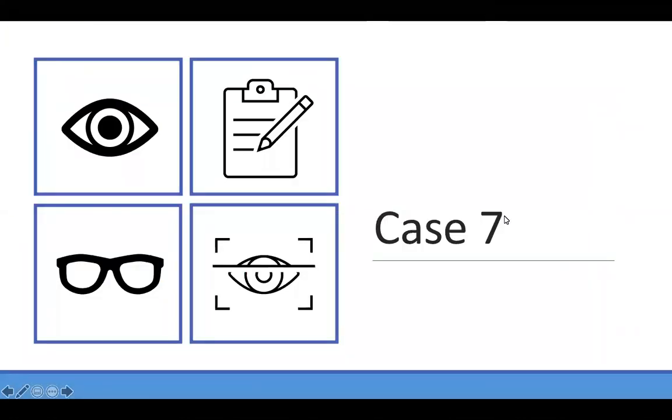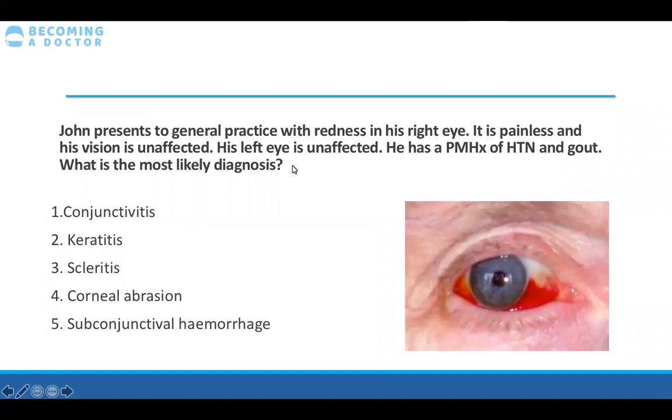Moving on to case 7. So here we have John, who presents to the general practice with redness in his right eye. He is painless and his vision is unaffected. His left eye is unaffected. He has a past medical history of hypertension and gout. What is the most likely diagnosis?